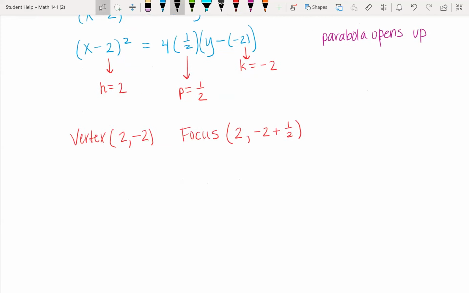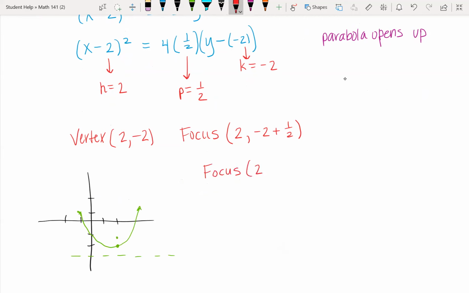Let's draw a graph just to show you what I'm talking about. Our vertex is at 2, -2, so here. The focus is going to be a 1/2 step up, and then the directrix is going to be a 1/2 step down, right? And the graph is going to open up this way. So our focus point is 2, and then -3/2.